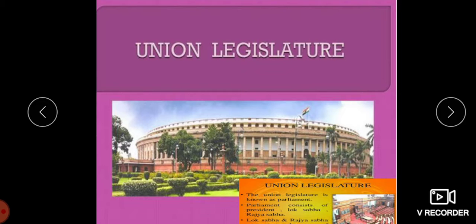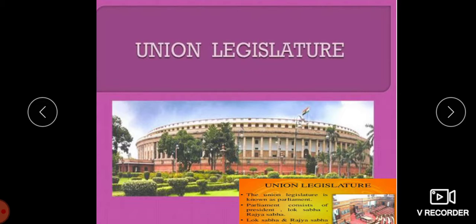Lastly, the existence of union territories. Another feature which is a clear pointer to the unitary character of the Indian Constitution is the existence of the administrative units known as union territories. These union territories are directly governed by the central government and do not enjoy any independent powers or autonomy.